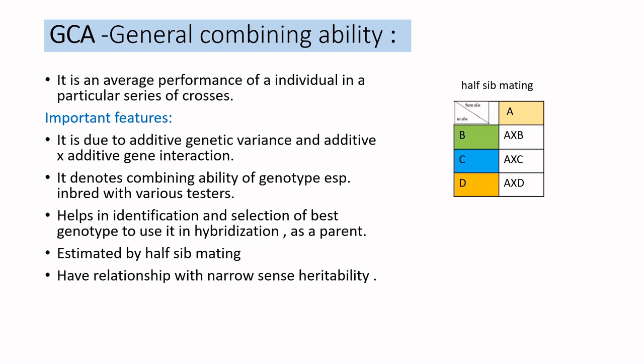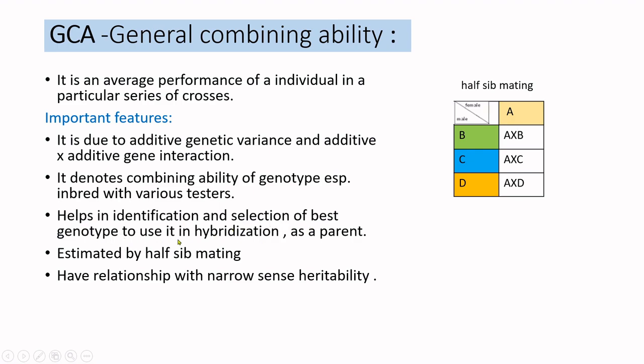Coming to general combining ability, it is the average performance of a line, say for example A here, when crossed with several other lines B, C and D here. So it is the average performance of crossing of a particular parent with several other parents. General combining ability is usually associated with high additive genetic variance, and when this additive genetic variance is high, it usually means it is suitable for selection. It denotes combining ability of a genotype, especially with inbreds or with various testers.